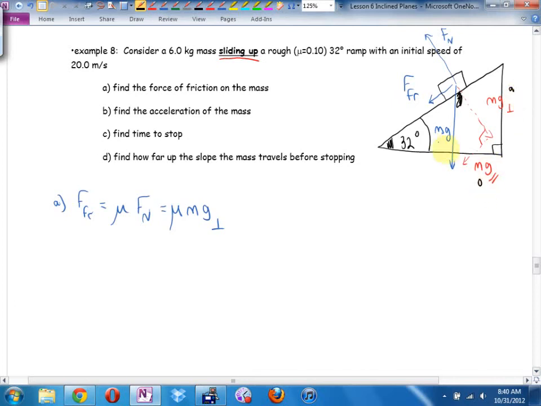Adjacent, opposite, hypotenuse. mg perpendicular is adjacent. From last day, do you remember which trig function that ended up being? It was a fairly nice substitution. The mu still stayed there, and mg perpendicular got replaced with mg cos. Okay, we can plug in numbers now: 0.1, mass 6, g 9.8, cos 32. What is the force of friction?